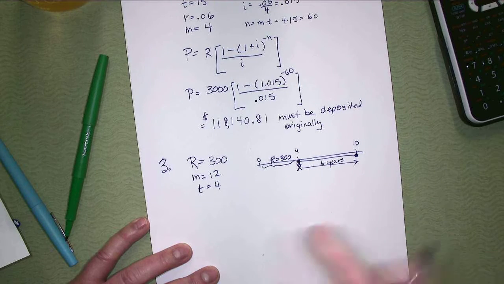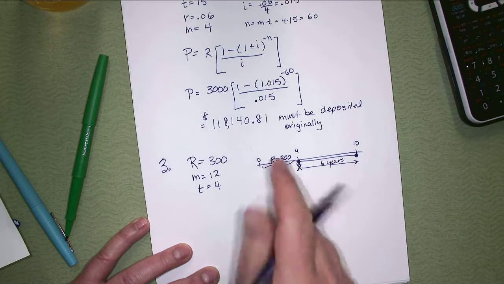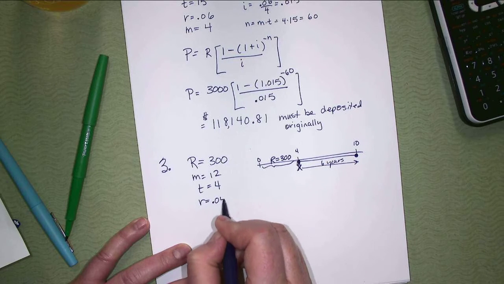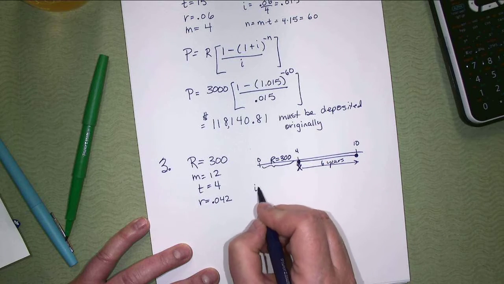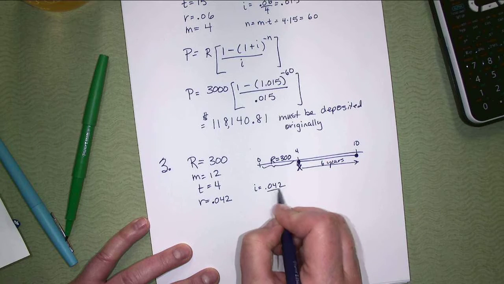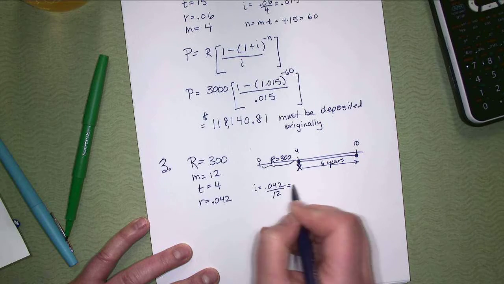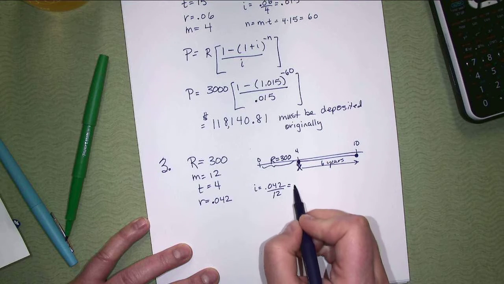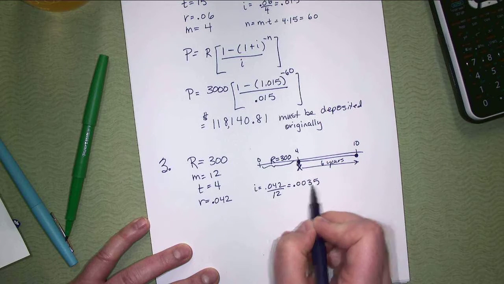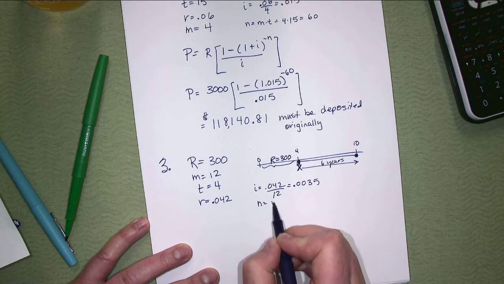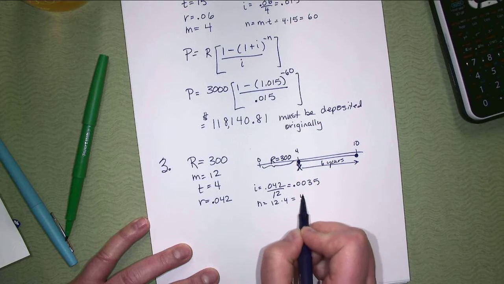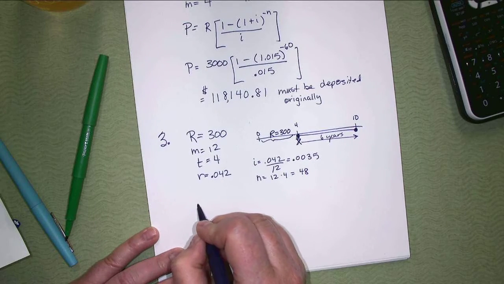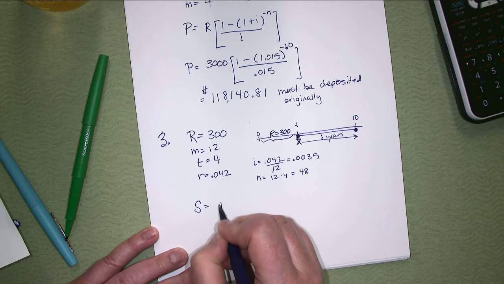So it's a 2-formula question. So we're saving, what's the interest rate? 0.042. Okay, so we're saving, so S.